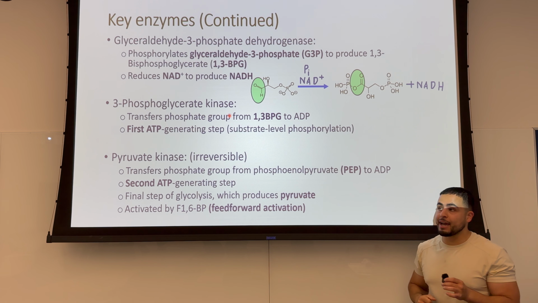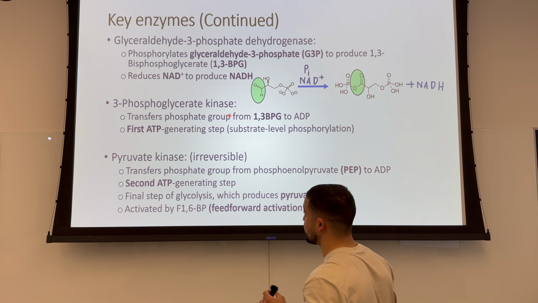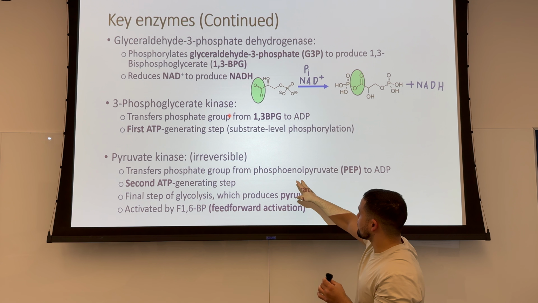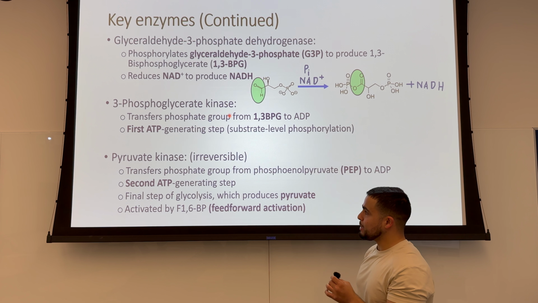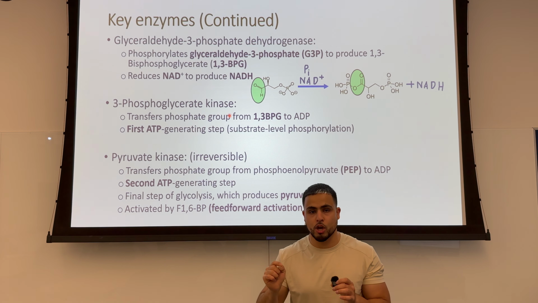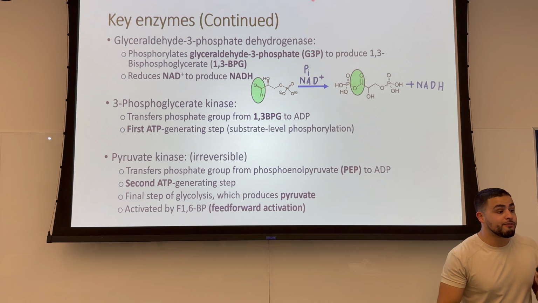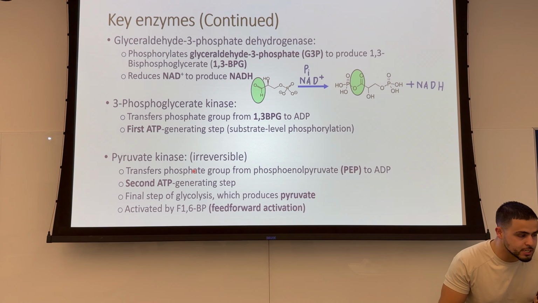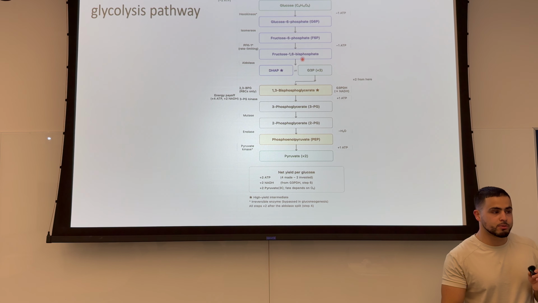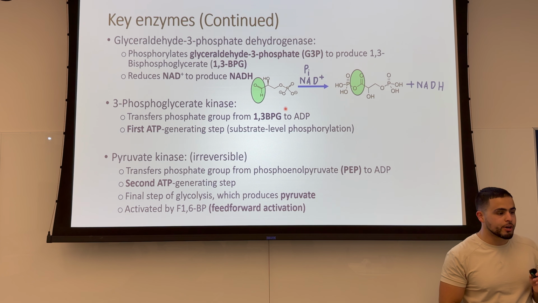Next, we have pyruvate kinase, which is the last step of glycolysis, where you generate the next ATP molecule by transferring a phosphate from phosphoenolpyruvate to ADP, and this is also an irreversible step. And by the way, irreversible steps will show up again when we talk about gluconeogenesis. Finally, this pyruvate kinase enzyme is stimulated by fructose 1,6-bisphosphate. So what does that mean? Take a look at this molecule over here, fructose 1,6-bisphosphate, which is the outcome of the rate-limiting enzyme. It actually activates this very last step, and that's what we call feed-forward activation.